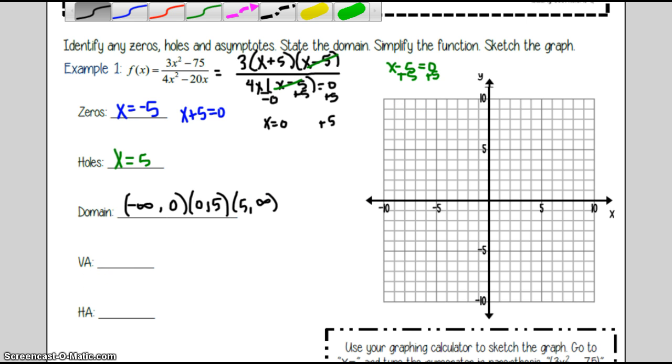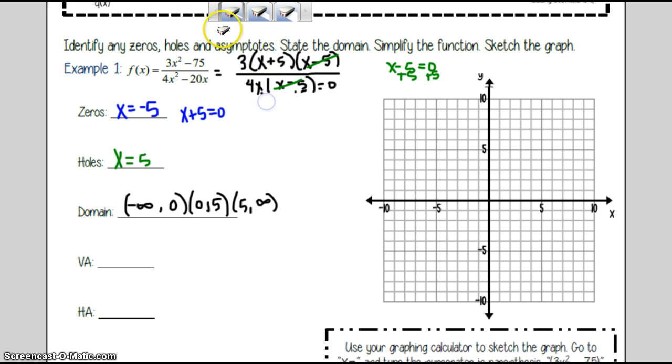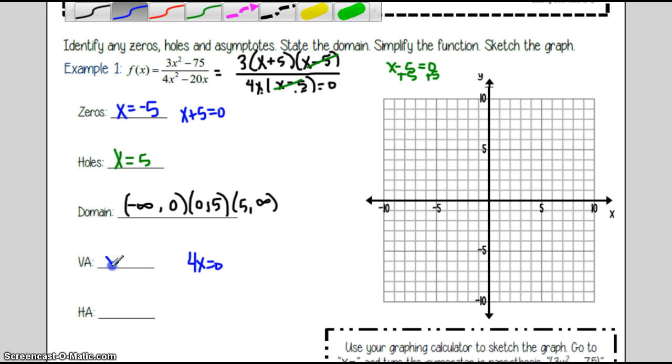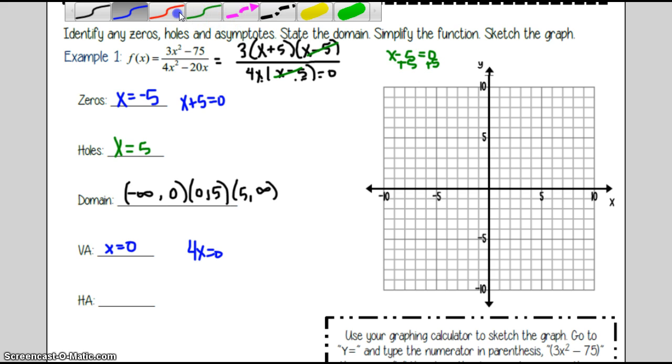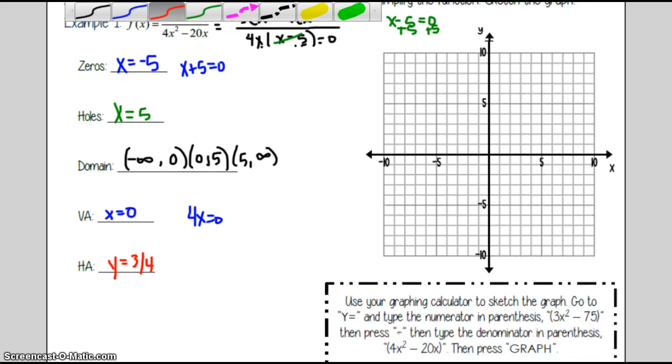Our vertical asymptote, we are going to look at the bottom after we've canceled. So after we've canceled, there's only one thing, and that's the 4x. So when we put 4x equal to 0 and we solve, we get x equals 0. And then lastly, our horizontal asymptote, that is looking at the degrees. And since the degrees here are the same, we're going to use the coefficients, 3 over 4. So y equals 3/4.